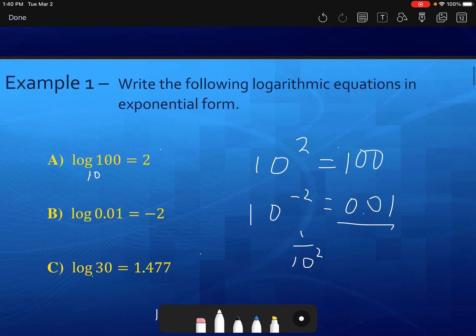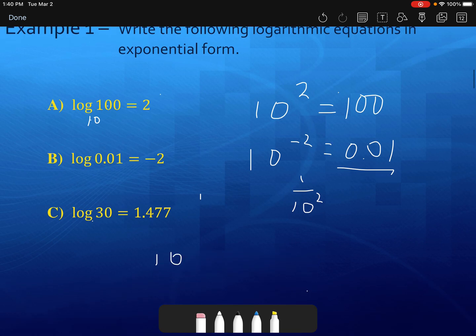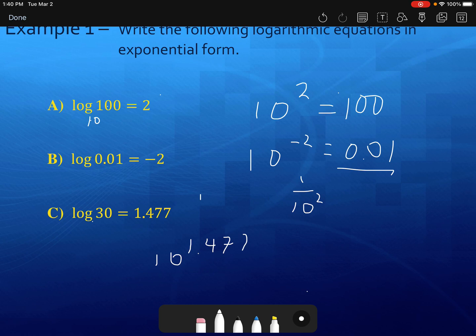And then finally, C would be 10 to the 1.477 equals 30. And you can put that on your calculator and see if that indeed is true. And it is. Okay? Pretty cool stuff.